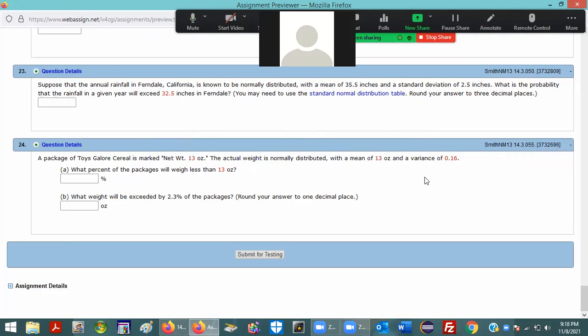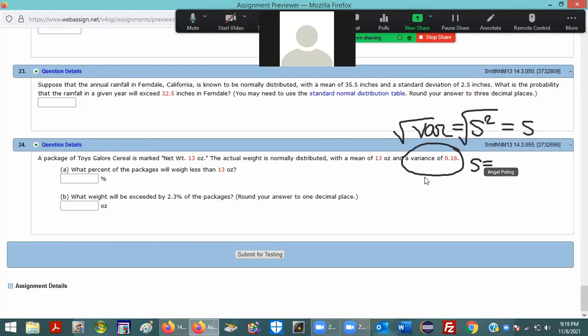And last but not least, right? Oh, we got a variance one again. So if variance is s squared, then we root it, we get s. So here s is the square root of 0.16, which is 0.4, right? We have a mean, that's what net weight is here. Oh wait, oh yeah, they're the same number. So mu is 13, standard deviation is 0.4, we decided.